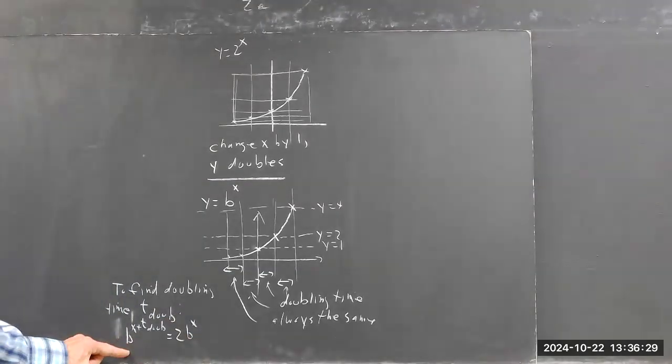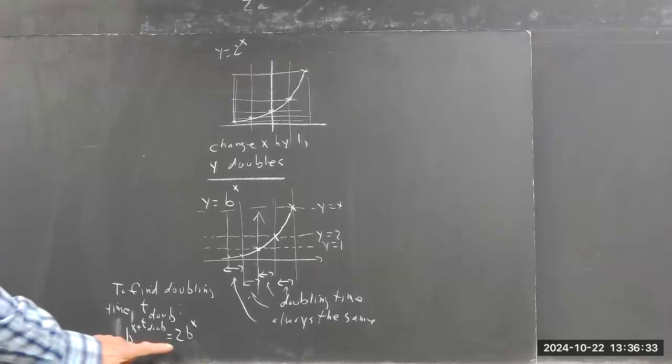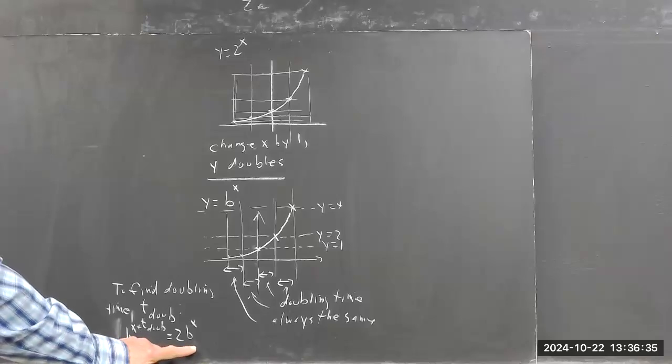There's a simple equation you can solve. B to the x plus T dub equals 2B to the x. Now, I'm not actually going to have you use that equation right away, but I want you to get that in mind. Does that make sense?